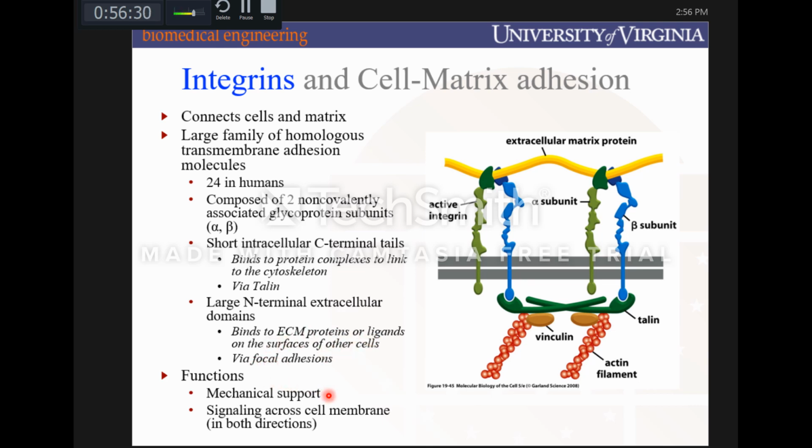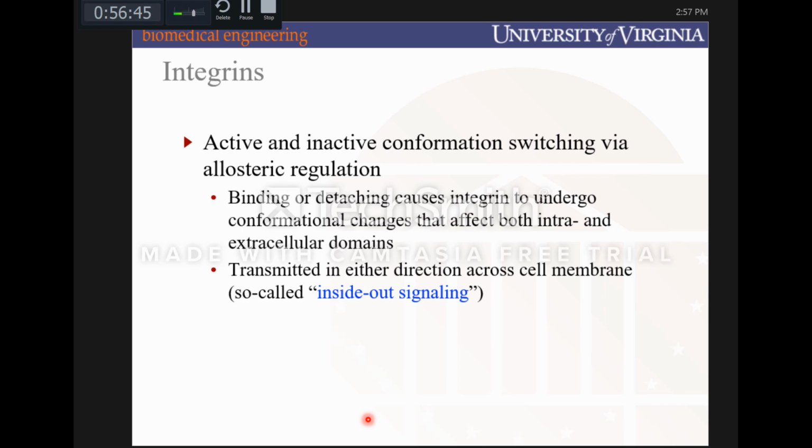It functions as mechanical support, so it anchors the cell. If you grow cells in lab on tissue culture plastic, what they're actually using to hold on to the protein that's covering the plastic are integrins. And then signaling, and we're going to talk about the signaling. So how do they work? There's an active and inactive conformation. You guys have discussed allosteric regulation before. While they're inactive, they're not in a shape that gives them a high affinity to bind their ligand. And then once they do bind or detach, they change their shape, and that changes the shape of the entire molecule, so outside-in or inside-out. It's not unique, but it's very cool in that the integrins can be activated from the inside out.